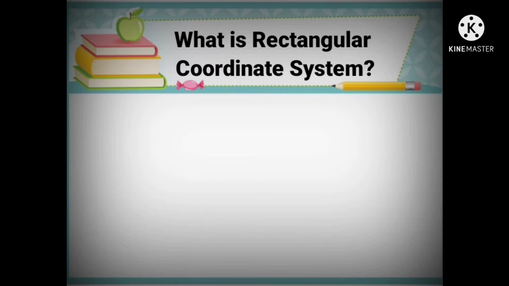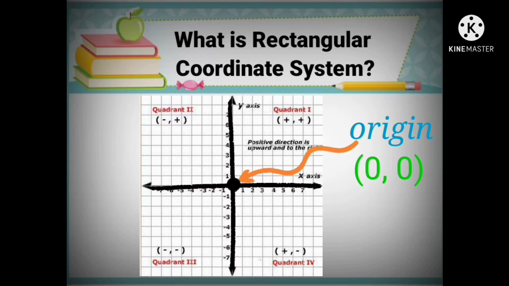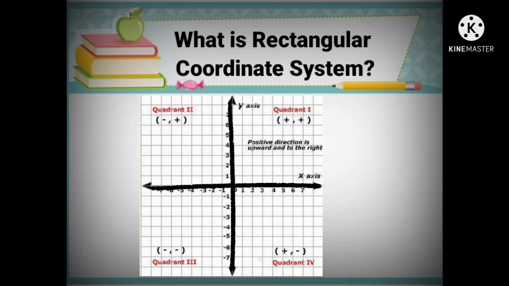What is rectangular coordinate system? The Cartesian coordinate system uses two perpendicular number lines that meet or intersect at the point of origin, which is 0, 0. When we say perpendicular lines, these are two lines that intersect and form four right angles. The vertical line is the y-axis and the horizontal line is the x-axis. This plane was divided into four regions called quadrants: quadrant 1, quadrant 2, quadrant 3, and quadrant 4. The plane is composed of infinitely many points.